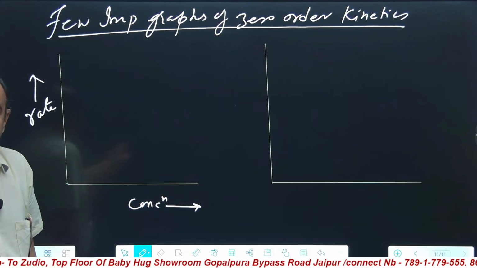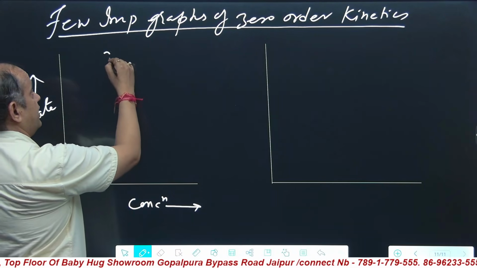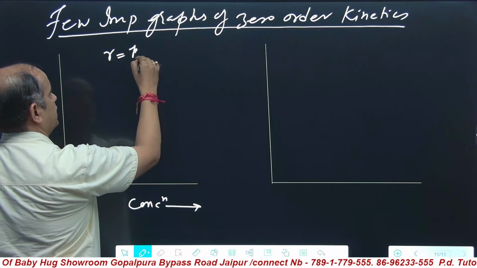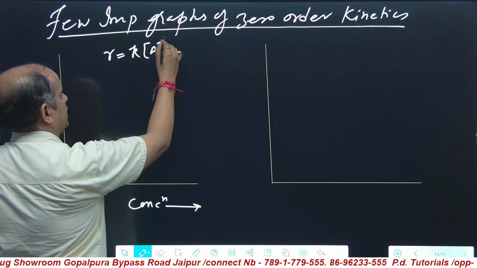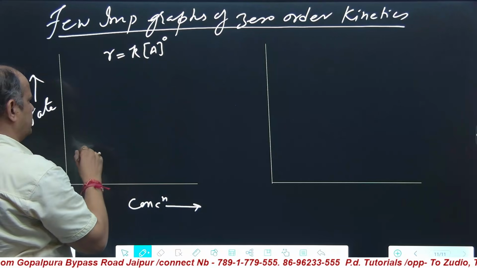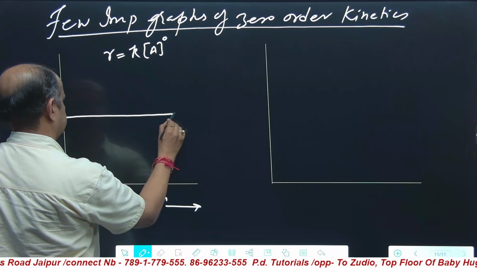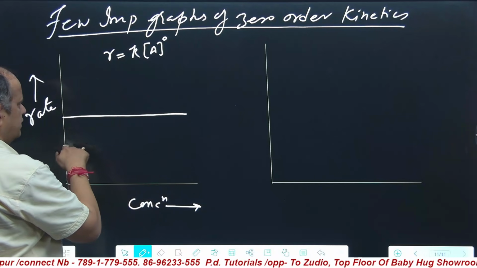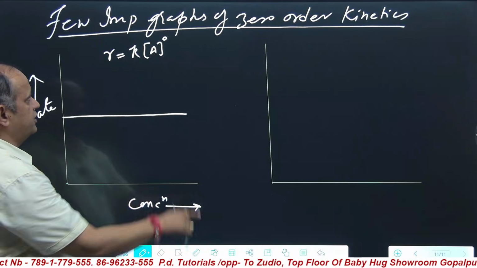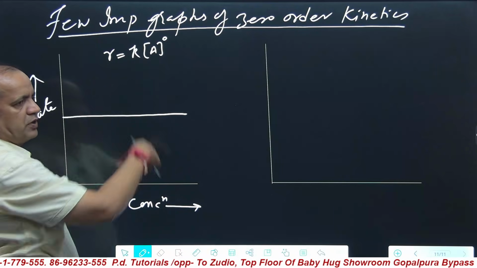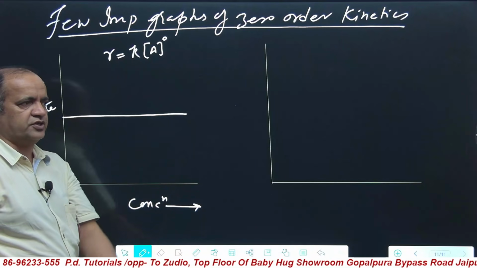Rate is independent of concentration, we know very well. Rate equals to k a naught. It is not dependent on concentration. Straight line equation. Why straight line equation? Rate is independent of concentration. Concentration power 0. It is independent of concentration.